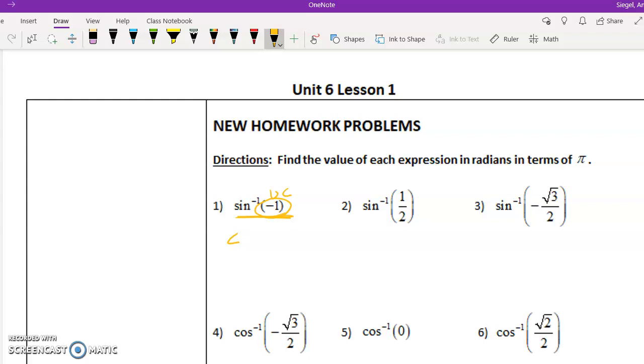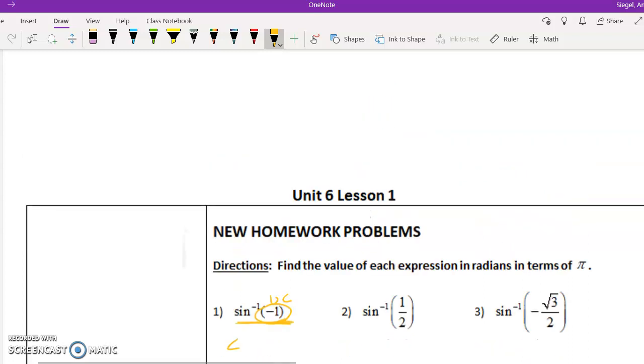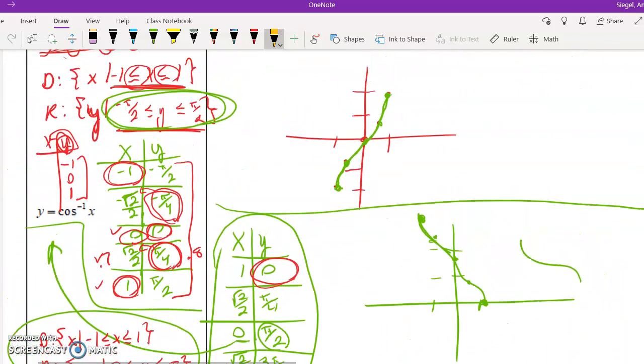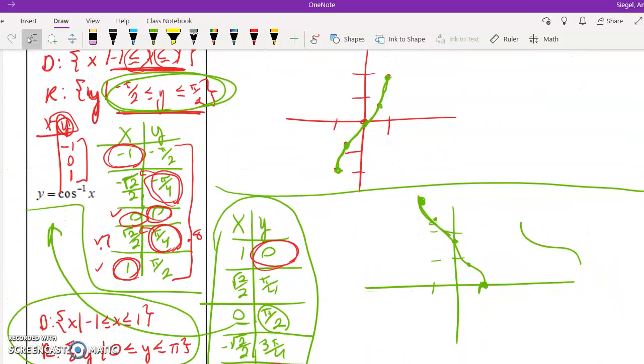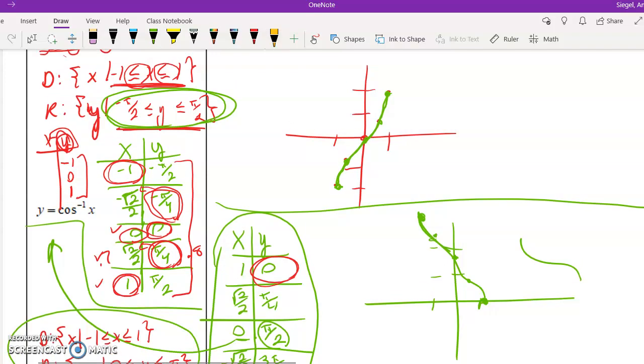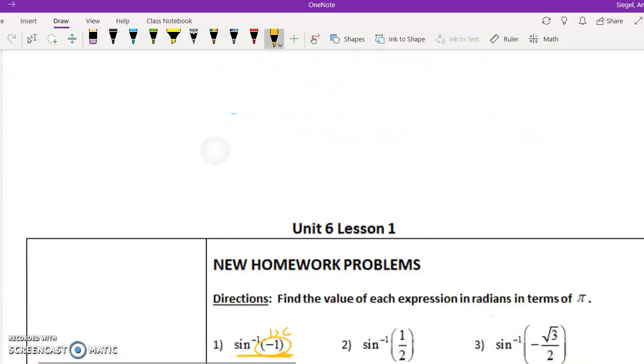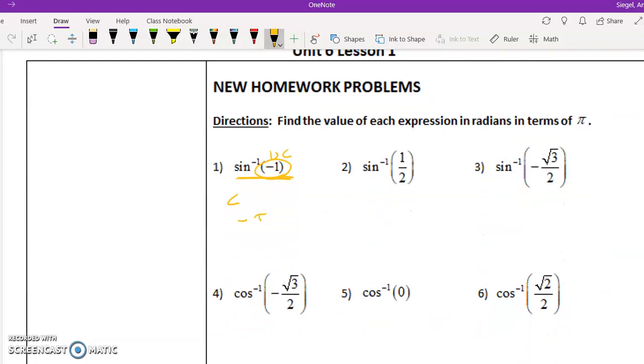So sine inverse of -1. So think about, well, let's go up here. I'll show you one thing. Sometimes go back to your XY chart here. So sine inverse of -1, that's going to be negative pi over 2. So remember, this is our inverse graph. Don't forget that. This here is our inverse graph. So we're going from x to y. So our answer is going to be negative pi over 2.